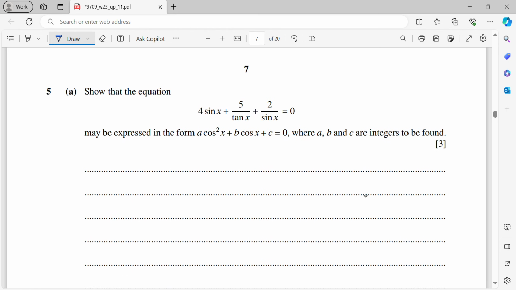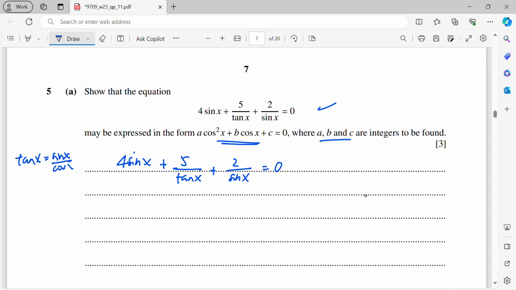For question number 5, show that the equation may be expressed in this form, which is a quadratic equation in terms of cos x, where a, b, c are integers to be found. So first of all, I copy down the question. 4 sin x plus 5 over tan x plus 2 over sin x equals 0. So now, the over tan x, we know that tan x is sin x over cos x. So when 1 over tan x means 1 over sin x over cos x, which is cos x over sin x. Okay, so I will change to this form first.